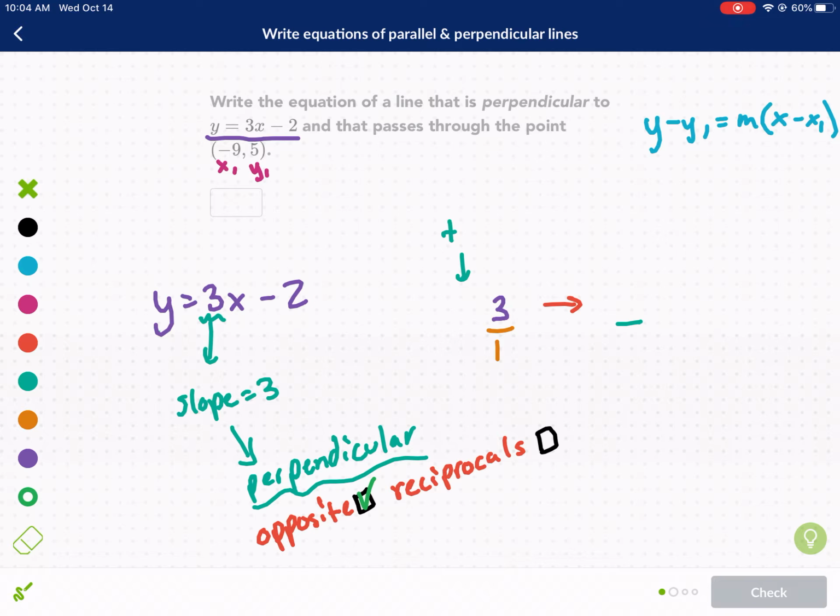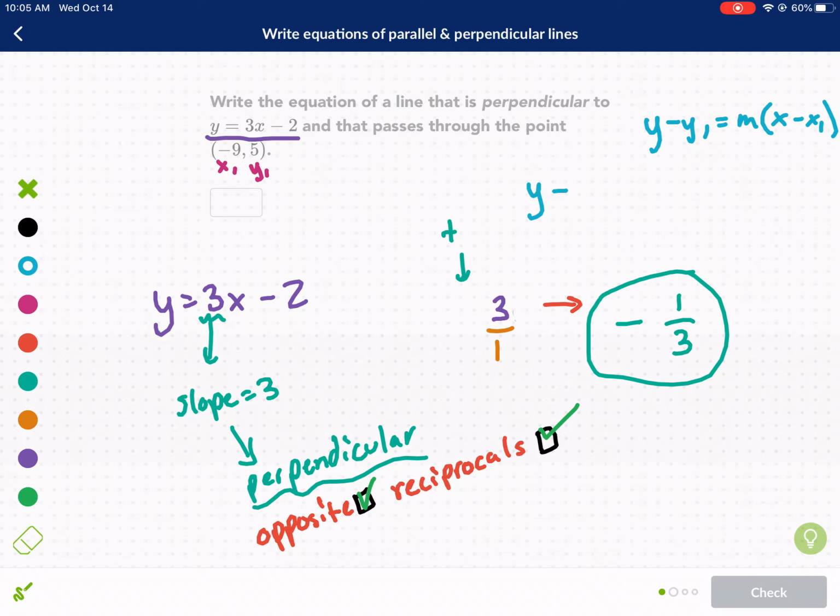Reciprocals. Now we want to make sure that it's a reciprocal slope. How do we do that? Well, a reciprocal slope means that we flip this. We put the numerator in the denominator and the denominator in the numerator. So instead of 3 over 1, it's going to become 1 over 3. So that's my second step. Now I have my new slope, the slope of my perpendicular line, which is negative 1 over 3. Now I have all the pieces of information I need.